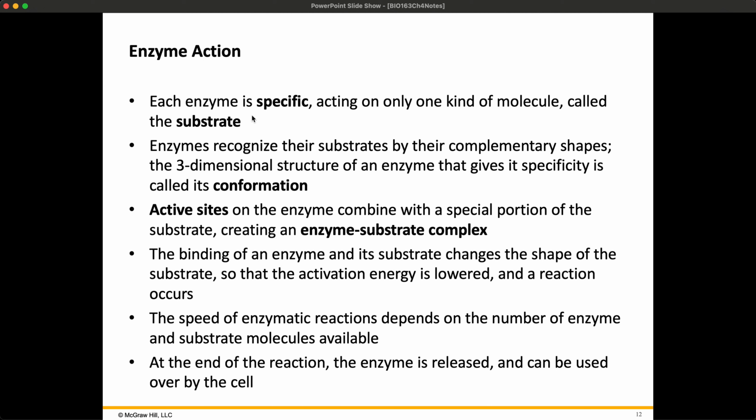So as I was saying, each enzyme is going to bind a substrate, and it is only acting on that one substrate. It will only act on that one particular molecule. Your enzymes, even though they're recyclable, are not universal, and so you can't just expect an enzyme that catalyzes carbohydrates to be able to catalyze proteins. That will not happen. They recognize their substrates by their complementary shape.